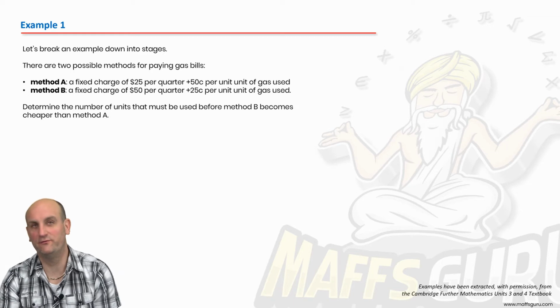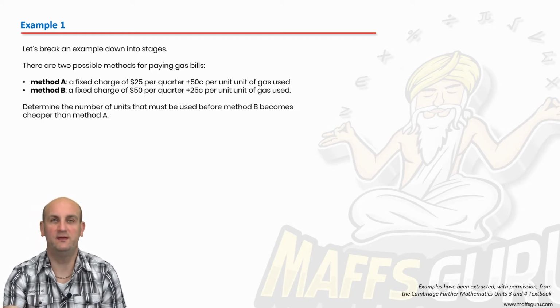These examples are taken from the Cambridge Further Maths textbook, and thank you very much to Cambridge for allowing me to use your examples. There are two possible methods for paying gas bills, method A and method B. They've given me two methods, which ultimately means there are going to be two equations I can get out of this. Determine the number of units that must be used before method B becomes cheaper than method A.